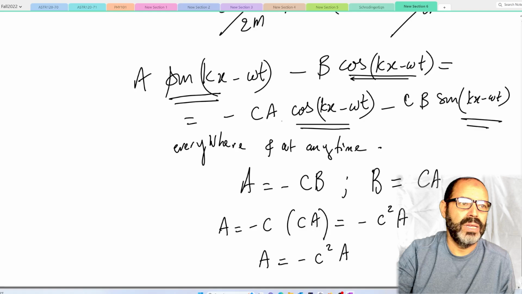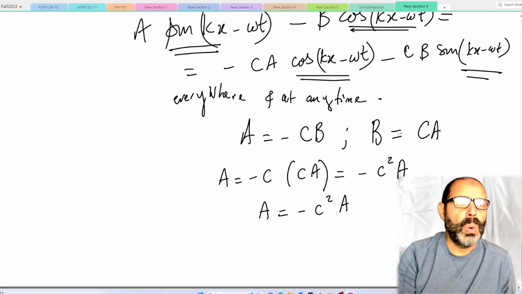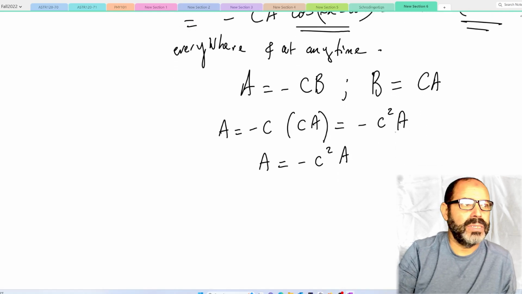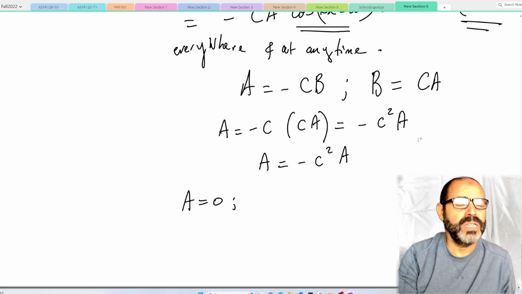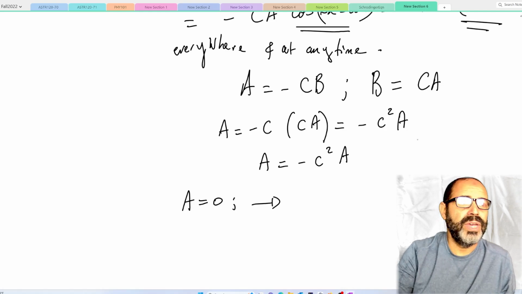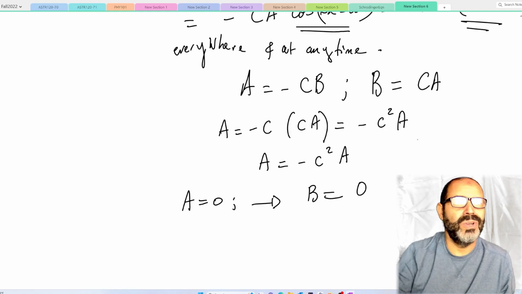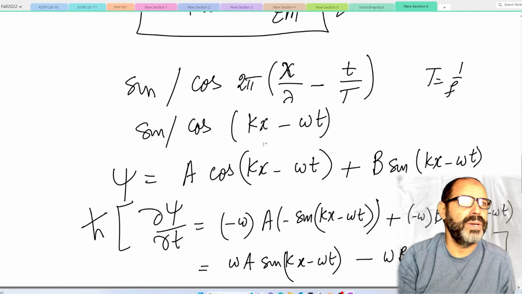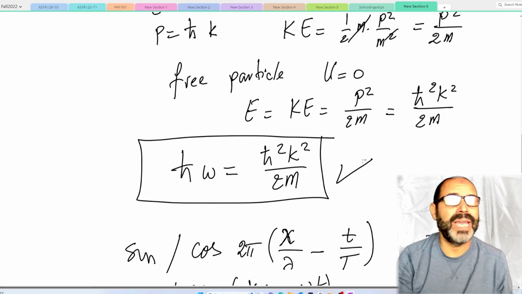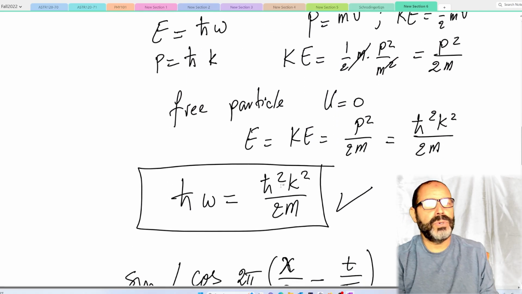Negative C squared A is the same thing as A. One way of making this happen is if you take A equal to 0. If A is 0, of course, this will work. 0 is equal to 0 no matter what C is. But that's a problem, because if A is 0, then that means that B also is 0. Remember, B is CA, so B is 0. And if A and B are 0, psi itself is 0. Remember, psi is just a linear combination of a cosine and a sine with A and B. But if A and B are both 0, we really don't have a psi. We don't have wave mechanics.